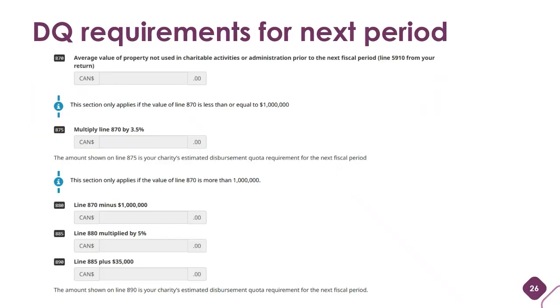Before we move on to other considerations, we wanted to note that when filling out Schedule 8, you will also have to estimate the DQ requirement for the next fiscal period. As with other sections of the T3010 online, line 870 will generate automatically from line 5910 of your return, and the instructions will walk you through the remaining steps. It's really important here that if you entered an amount in line 5910, you fill out this portion.